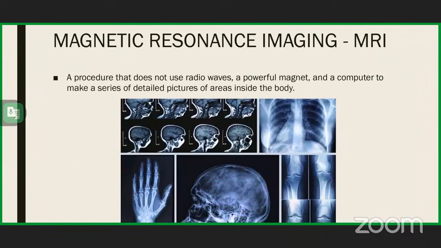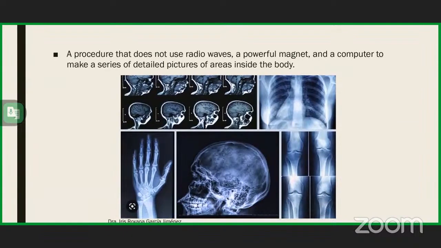Then we have the magnetic resonance imaging, the MRI. It's a procedure that doesn't use radiation; it uses a powerful magnet and a computer to make a series of detailed pictures of areas inside of the body. Of course, it's the high definition study, in my opinion, because when you compare the MRI with the CT scan, you see obvious differences in the way to check the image and the resolution, I mean.